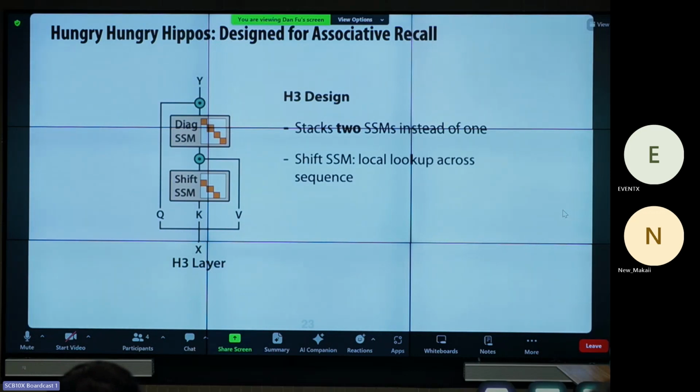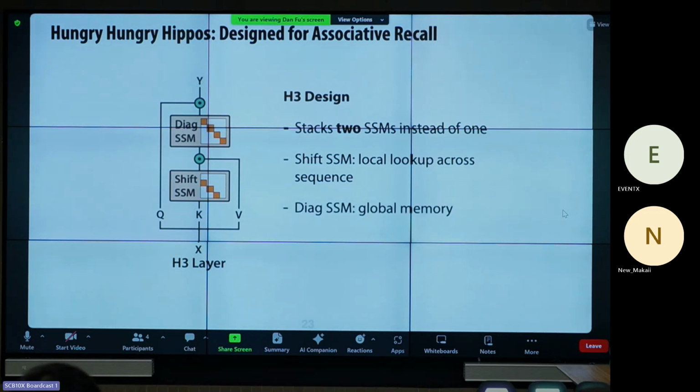So this first one, you can think about it almost as a short convolution. All it has to do is some local lookup against my sequence. If I'm at the very end, I just need to be able to look at the previous token. So when I'm trying to predict the last token, I just need to know what token came before.